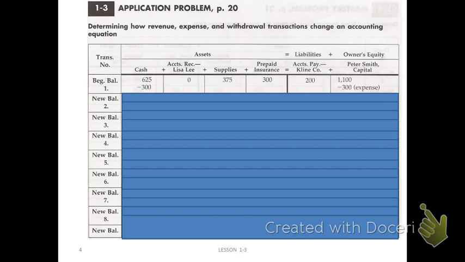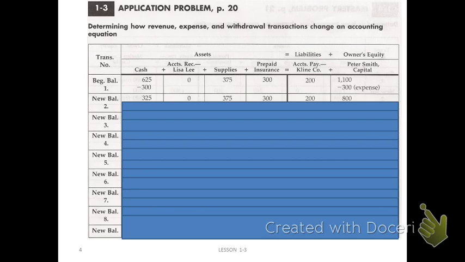Okay, our next transaction down says paid cash to the owner for personal use. Once our balances have been updated based on what happened in transaction 1, you will notice that our cash decreased as well as capital decreased. Everything else, the balances remain the same.